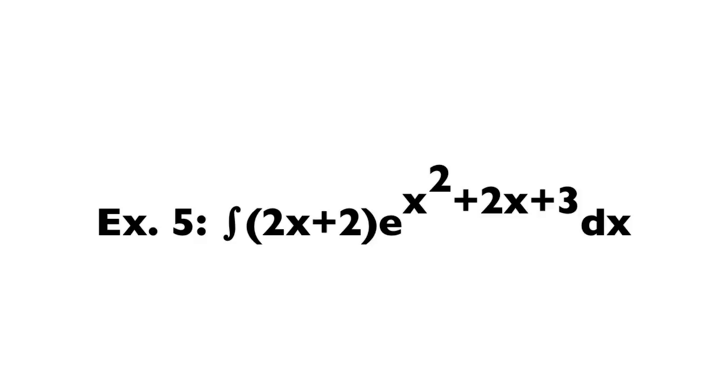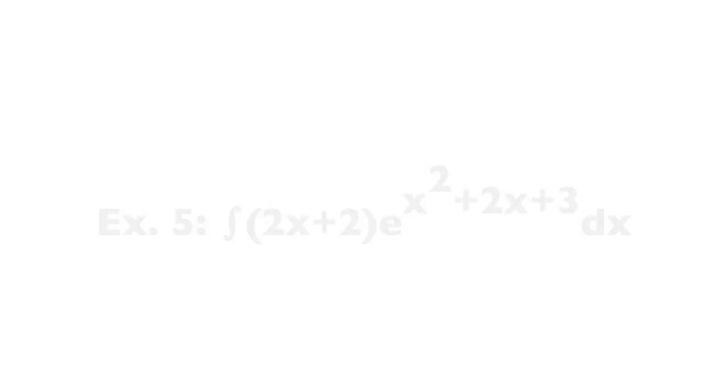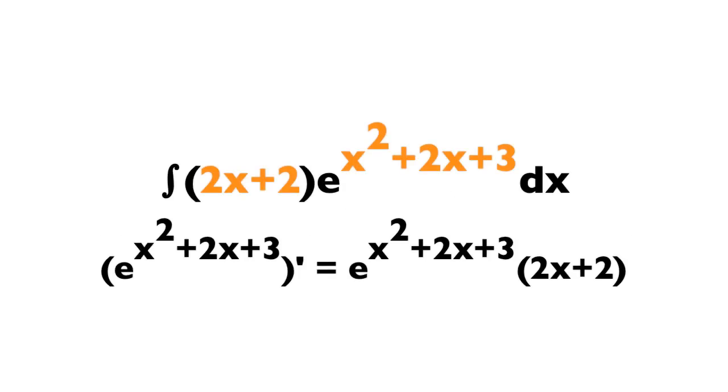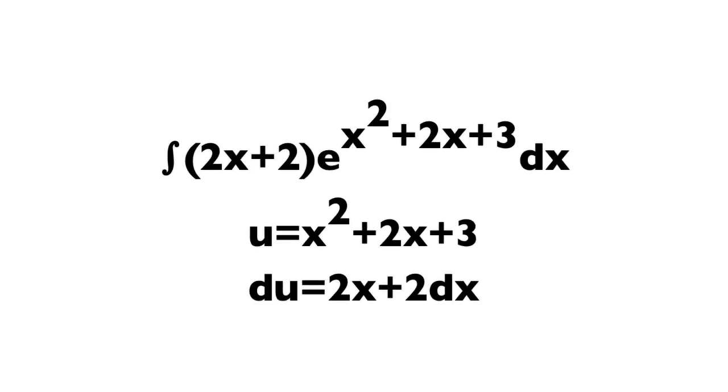Our fifth example is the integral of 2x plus 2 times e to the x squared plus 2x plus 3. Notice that if you use the chain rule on e to the x squared plus 2x plus 3, you'd get e to the x squared plus 2x plus 3 times 2x plus 2, because the derivative of x squared plus 2x plus 3 is equal to 2x plus 2. So if you let u equal x squared plus 2x plus 3, du would equal 2x plus 2 dx, which you can see is already in the original problem.